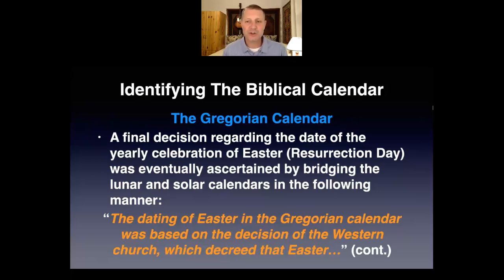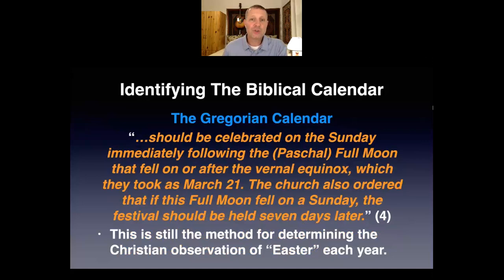Quote, the dating of Easter in the Gregorian calendar was based on the decision of the Western Church, which decreed that Easter should be celebrated on the Sunday immediately following the Paschal full moon that fell on or after the vernal equinox, which they took as March 21st. The church also ordered that if this full moon fell on a Sunday, the festival should be held 7 days later. This is still the method for determining the Christian observation of Easter each year until today.